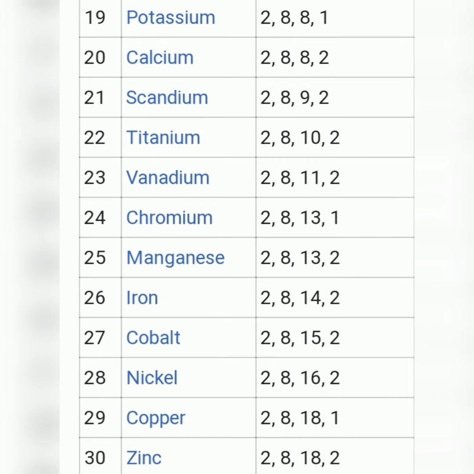Now, if we go through the electronic configuration for the 19th element potassium, we can see that the 19th electron is going to the 4th shell rather than the 3rd shell. You know that the 3rd shell can accommodate 18 electrons. So why is the 19th electron going to the 4th shell? And this is a trend that is going throughout up to the 28th element nickel.